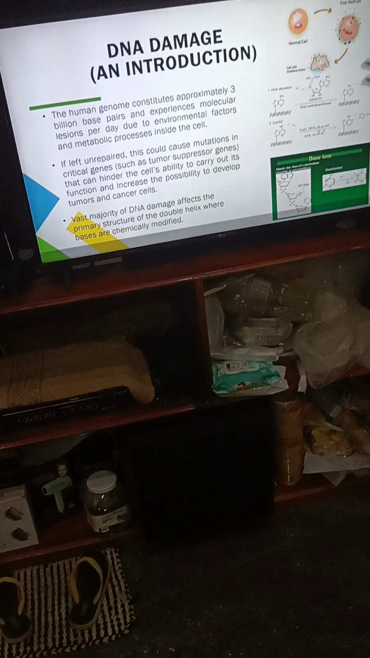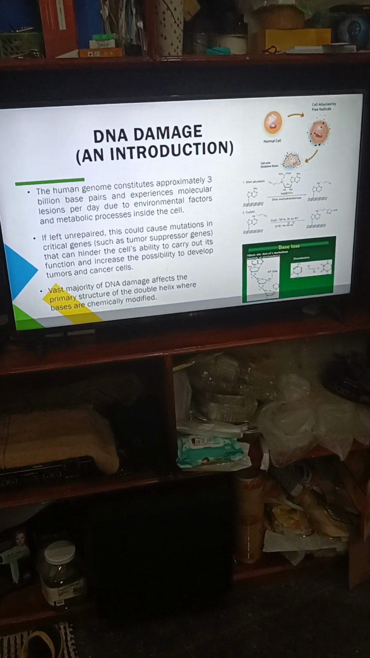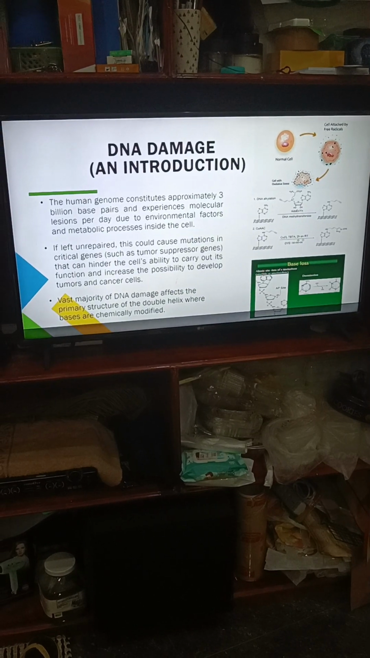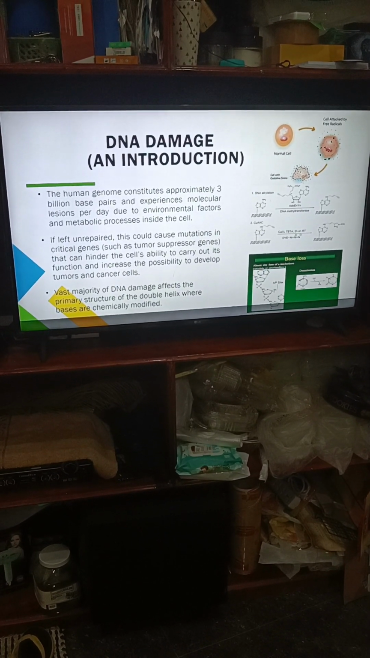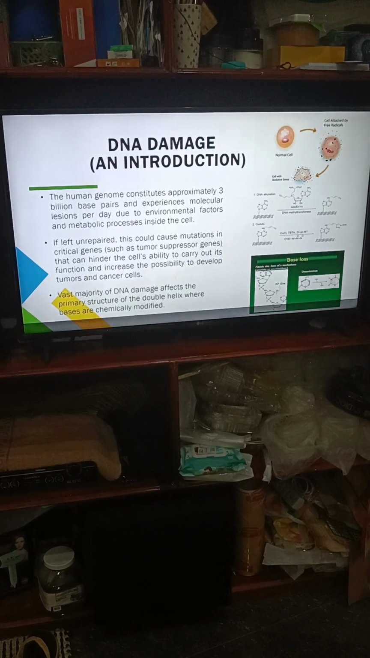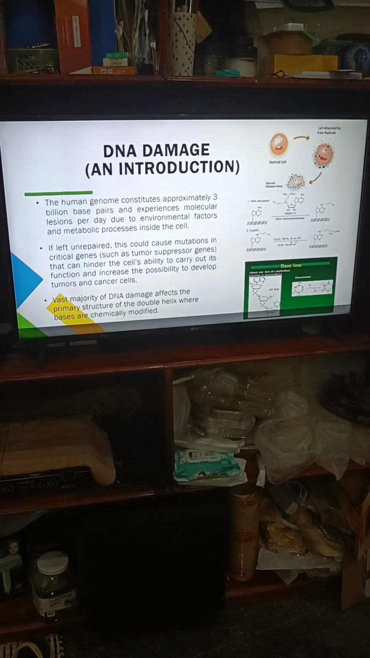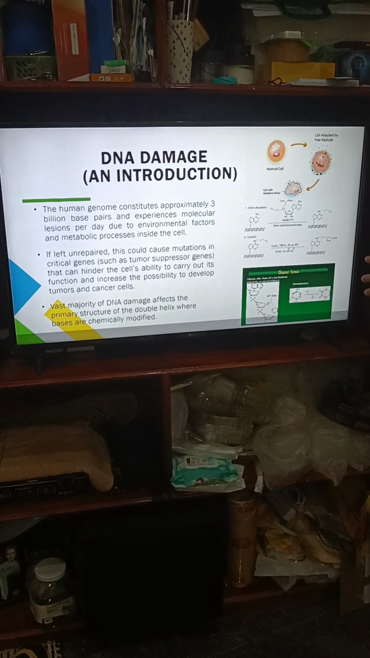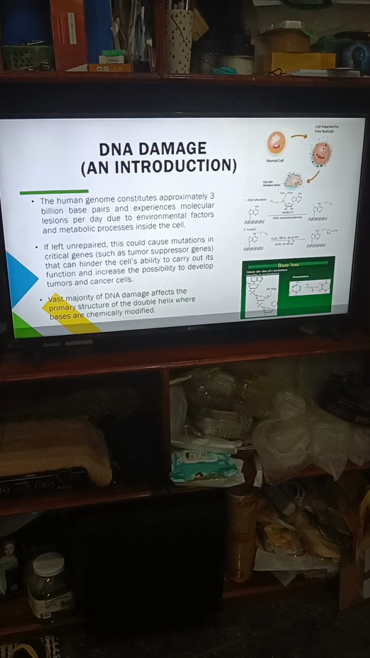So, DNA damage. The human genome constitutes approximately 3 billion base pairs and experiences molecular lesions per day due to environmental factors and metabolic processes inside the cell. Again, if left unrepaired, this could cause mutations in critical genes, such as tumor suppressor genes, that can hinder the cells from carrying out their function and increase the possibility of developing tumors and cancer cells.